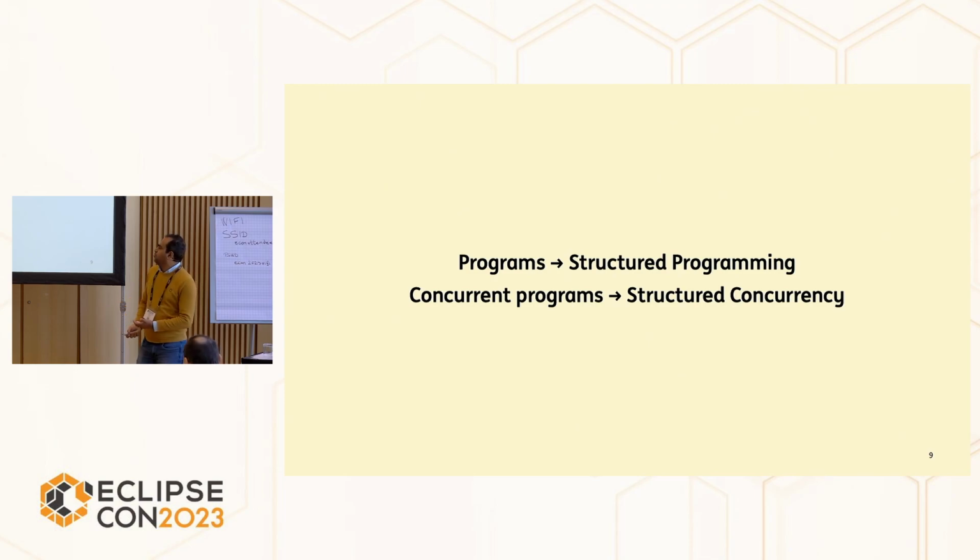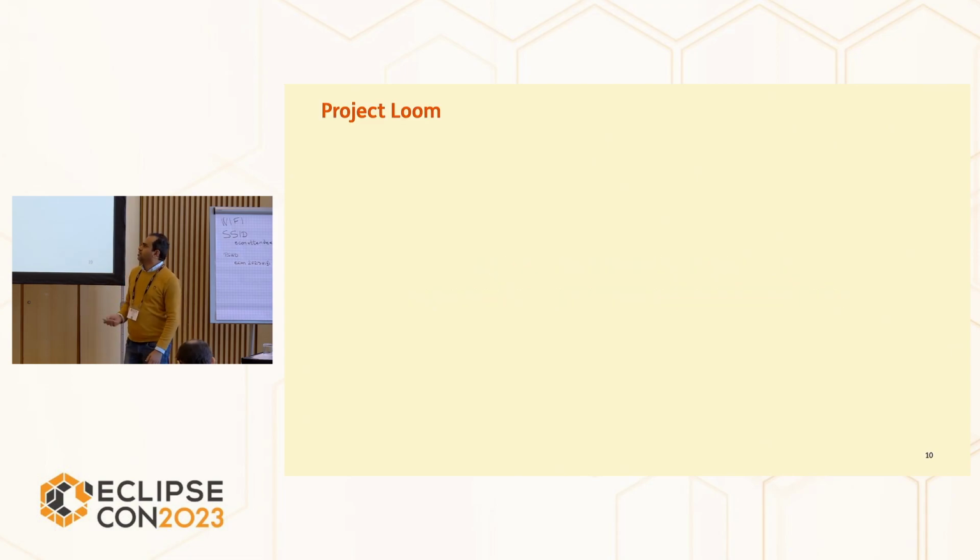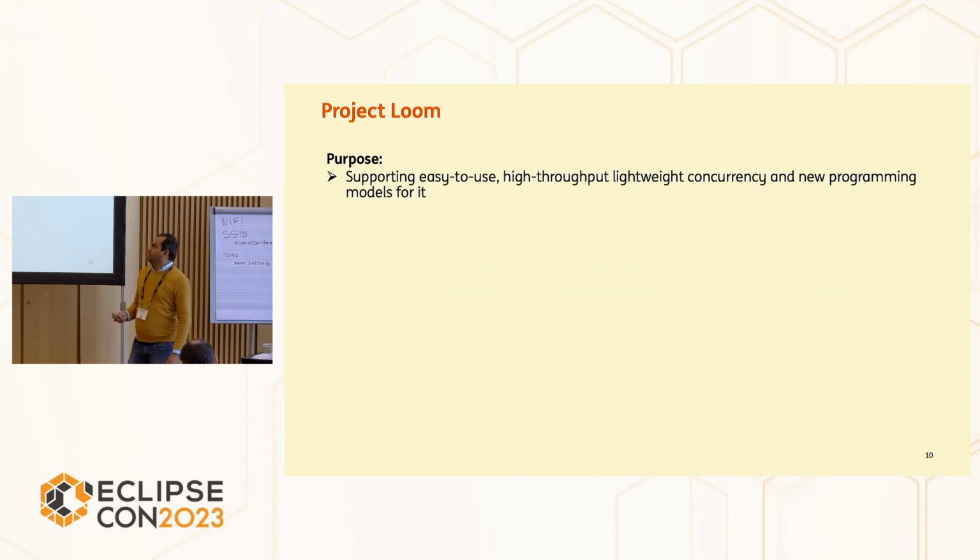Now, in the second part, we will look at how structured concurrency is done in Java, and for that we have to look at Project Loom. It is an important project at OpenJDK, and the purpose here is to have easy to use, high throughput, lightweight concurrency and programming models for it. So the core is again concurrency, and the idea is to provide high throughput, lightweight concurrency. And there are three main features in Project Loom. They are virtual threads, structured concurrency, and scoped values.